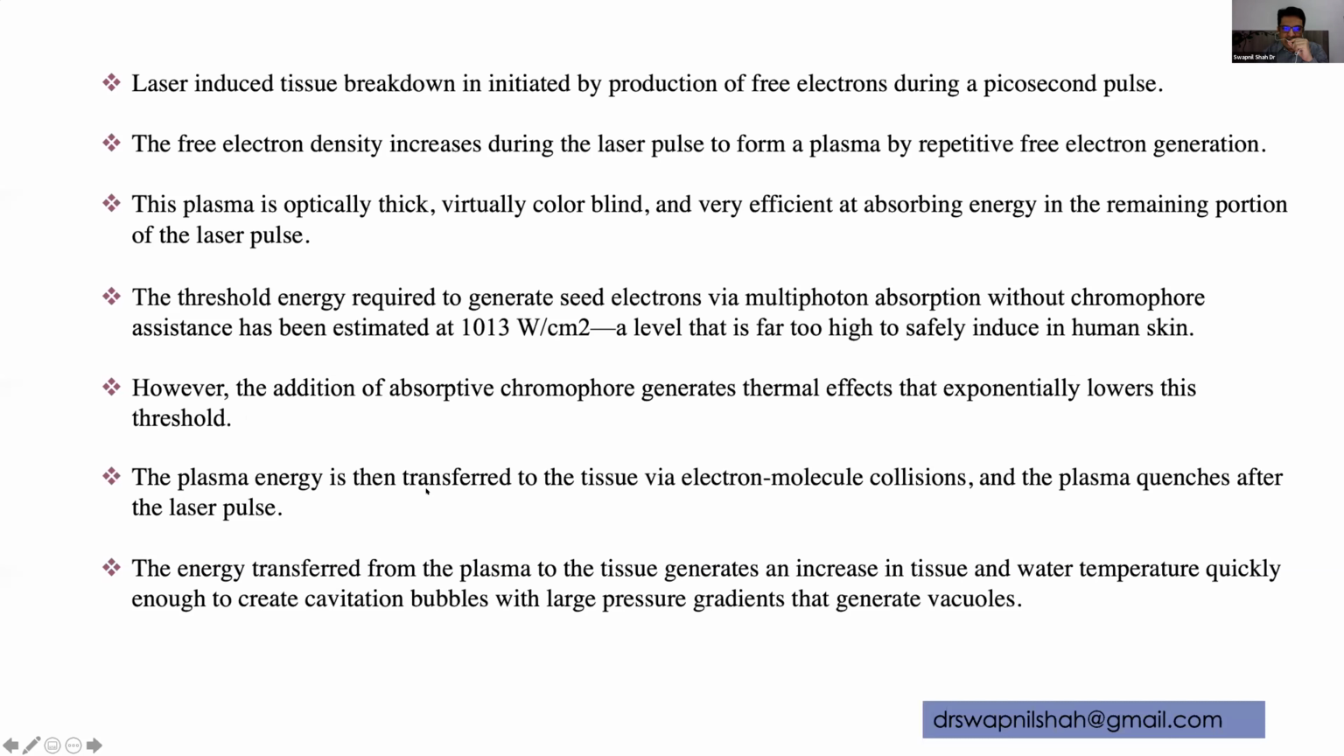The plasma energy is then transferred to the tissue via electron-molecular collisions, and the plasma ceases after the laser pulse. So it quenches after the laser pulse. The energy transferred from the plasma to the tissue generates an increase in tissue and water temperature very quickly, in picoseconds, enough to create large cavitation bubbles with large pressure gradients, and that generates the vacuole. That destroys that part of the skin, creating large vacuoles.